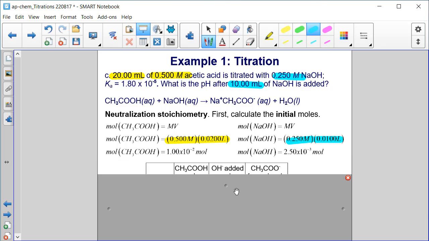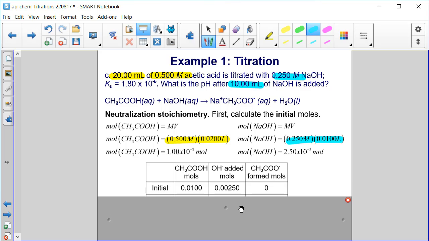Okay, from there we can set up an ICE chart. Again, this is our neutralization reaction. Our initial amount of moles of our acid, 0.0100 or 1 times 10 to the minus 2. Our initial moles of the hydroxide, 0.0025 moles. And our initial formed moles of product, 0. So again, I just want to point out here, I can quickly reference the net ionic equation. The sodium ion is a spectator, right? That's why I haven't included it here as a product.